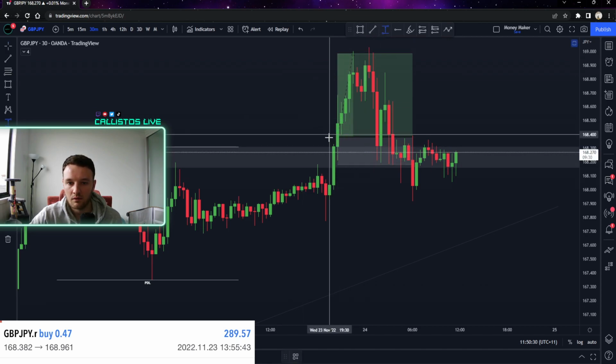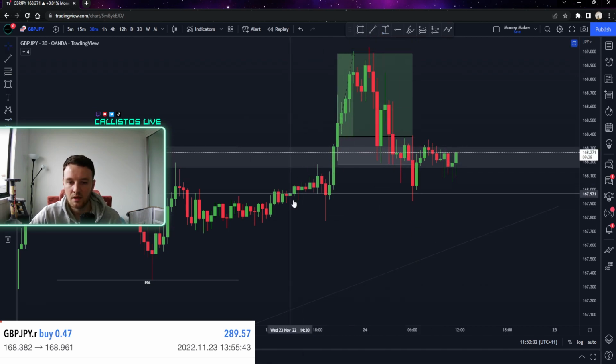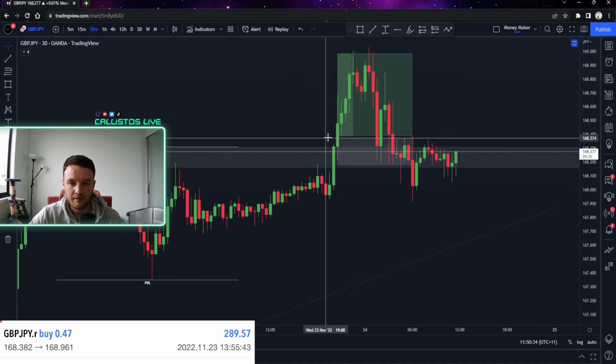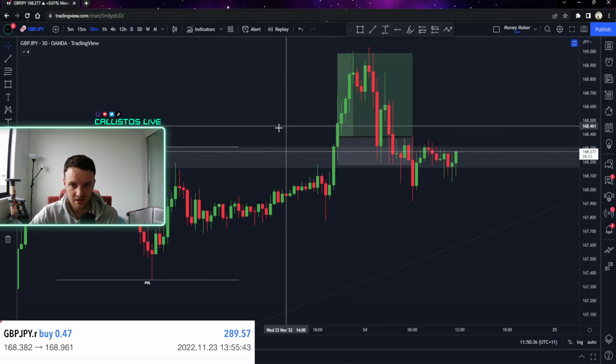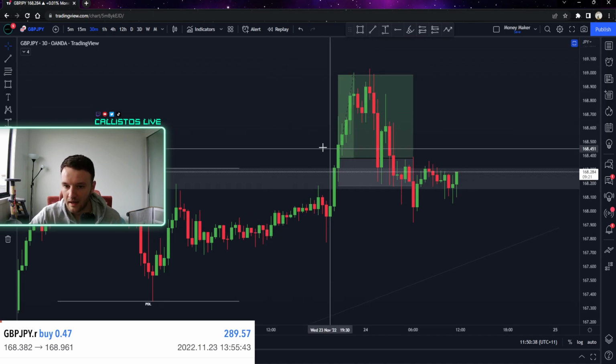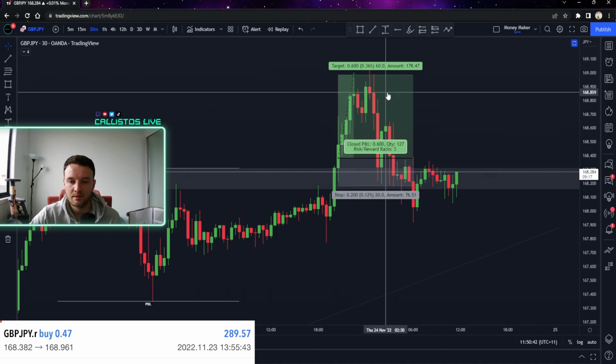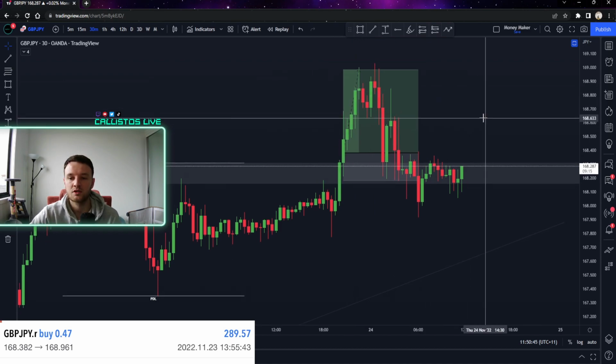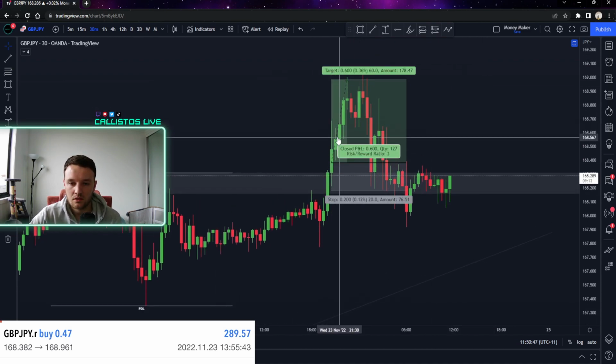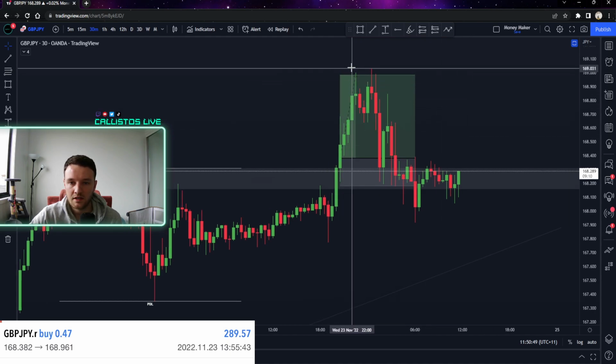Nice bottom wick of around about 10 pips. And then it started breaking previous 30-minute highs, right? So this is where I entered. I had a 20 pip stop below that wick and a 60 pip take profit for a 1 to 3 risk reward trade, which got tapped very nicely, right?